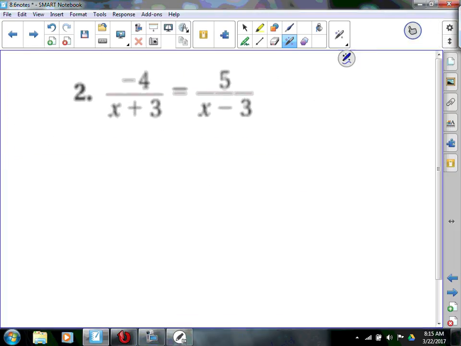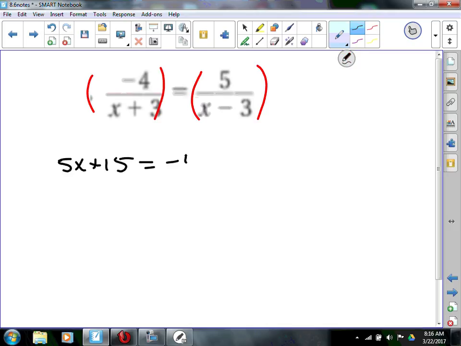So could we turn a 5 into a -4 easily? Probably not. Could we turn a -4 into a 5 easily? Probably not. So I'd probably go ahead and cross multiply here. Or instead of that, maybe I could multiply this side by something over something and this side by something over something, and that would make my numerators the same. Or do you want to just cross multiply? Let's just cross multiply. So we're going to get 5x plus 15 equals -4x what? Plus 12. Good. So then we'll get 9x is -3.